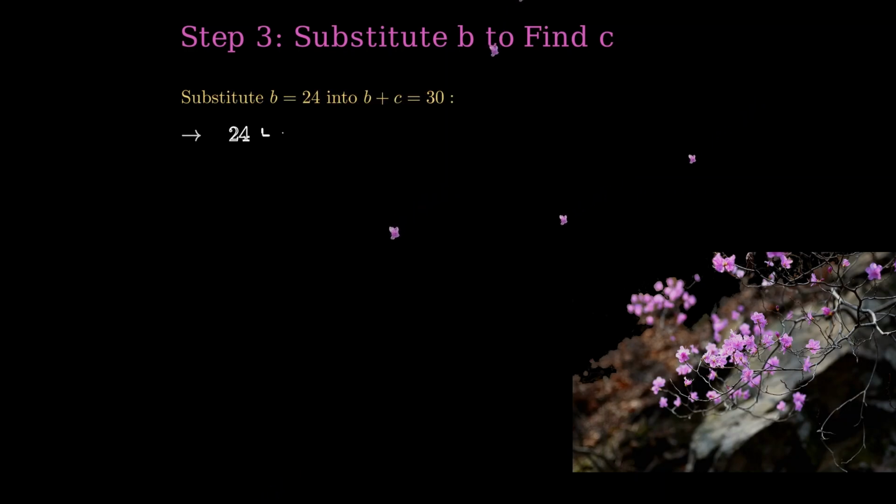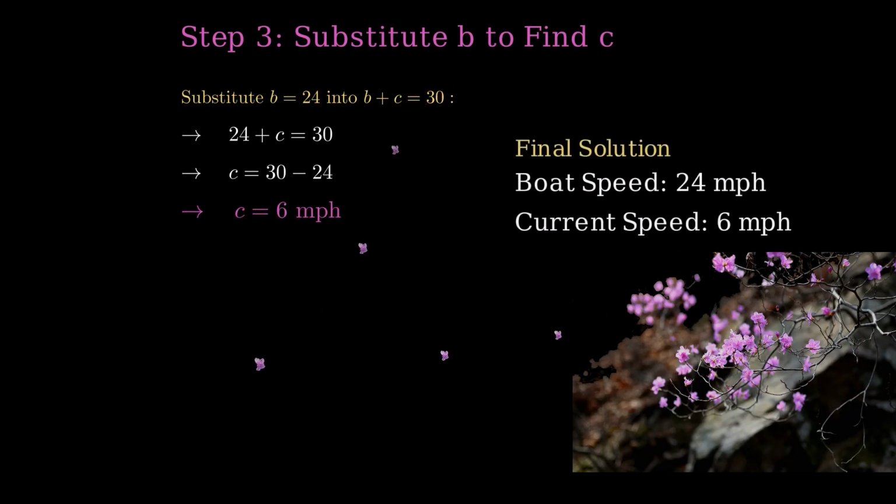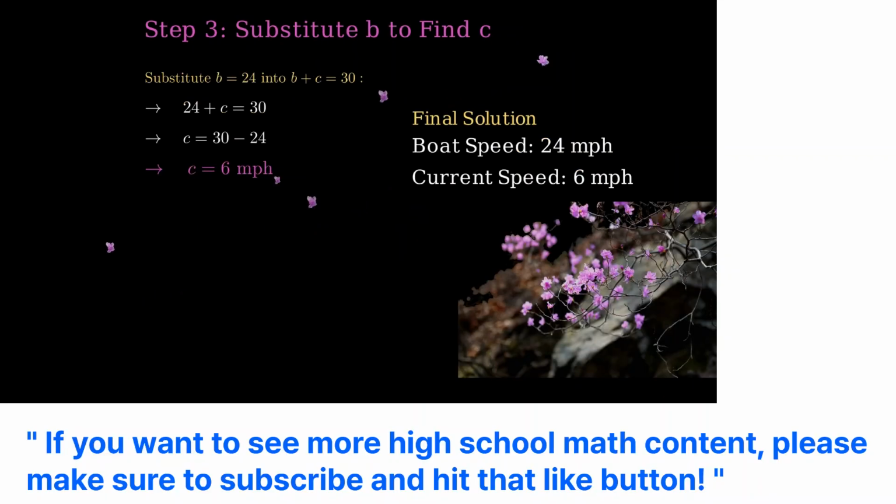Step 3. Finally, let's substitute b = 24 back into the first equation. 24 + c = 30. Subtracting 24 from both sides, we find c = 6. So, the boat's speed in still water is 24 miles per hour, and the speed of the water current is 6 miles per hour. The motion problem is fully solved.